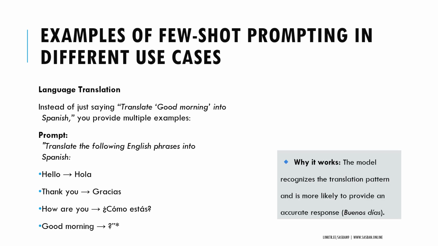Examples of few-shot prompting. So language translation: instead of just saying translate this into Spanish, you provide some examples. So translate the following English phrases into Spanish. Hello, hola; thank you, gracias; how are you? And good morning. So now we're asking for what should be good morning. Why it works? The model recognizes the translation pattern and is more likely to provide an accurate response, which is buenos dias in this case.